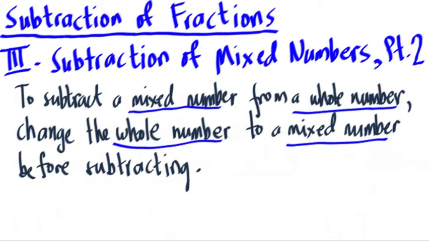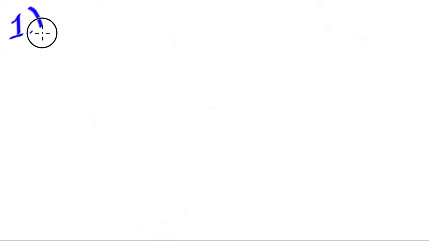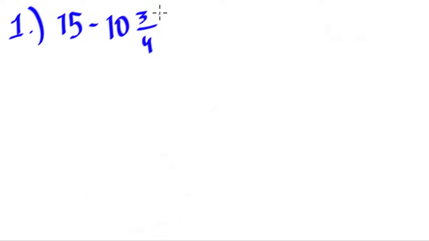So how do we do this? For instance, let's say we have 15 minus 10 and 3/4. Notice we are subtracting 10 and 3/4, a mixed number, from a whole number, which is 15. So what are we going to do? We're going to borrow 1 from this 15. If we do that, this 15 will become just 14.